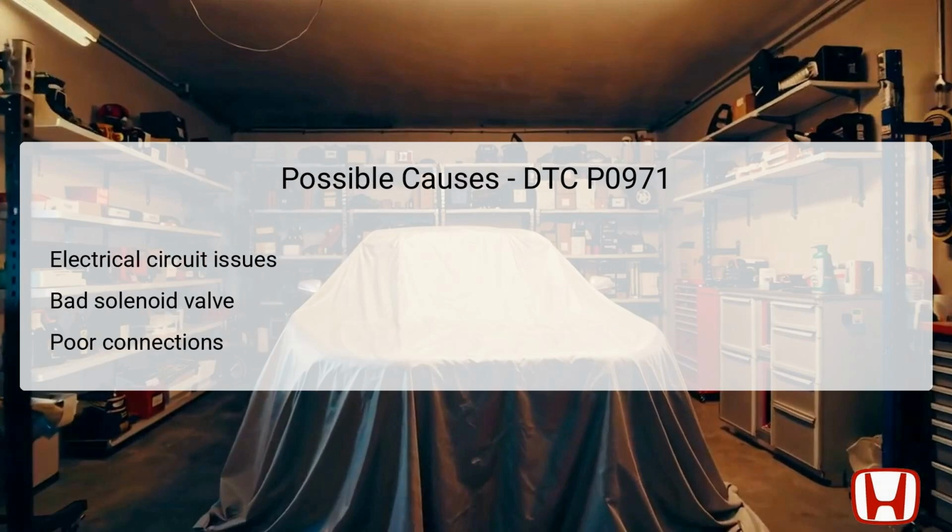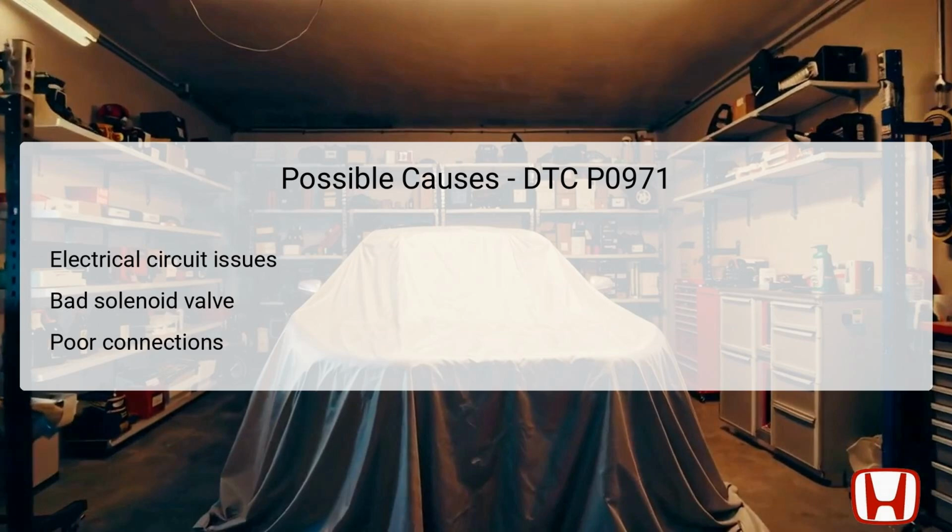The primary causes for DTC P0971 stem from electrical circuit issues that impact the functionality of the AT clutch pressure control solenoid valve C. One significant cause might be a defective solenoid valve itself, which may not respond correctly to commands, disrupting the hydraulic pressure required for proper gear shifting.